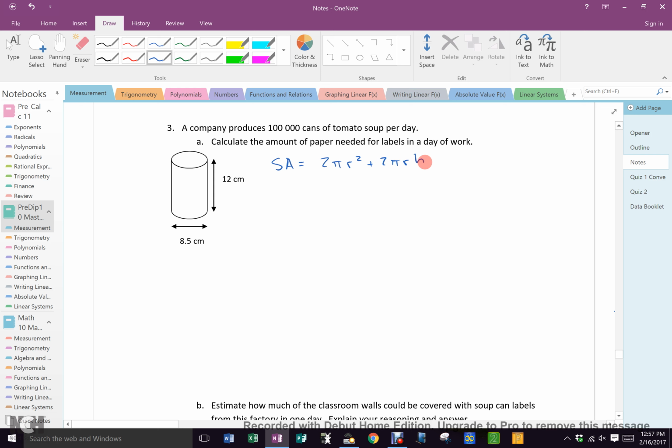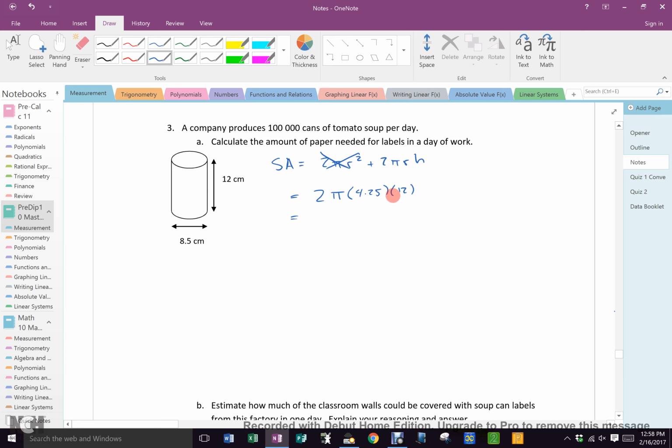Is there paper going on everything on the cylinder? Where does the paper go? Only on the side. Which one of those is the side? 2 pi r squared or 2 pi rh? 2 pi rh is the side, right? So do I care about this? Nope. I only care about this, right? So 2 pi, what's r? 4.25. What's h? 12. So then I do that math, and what do I get?